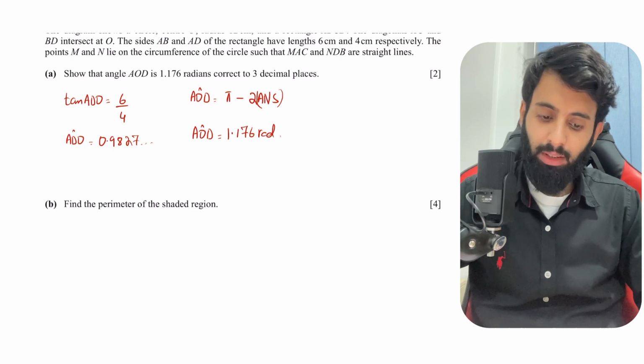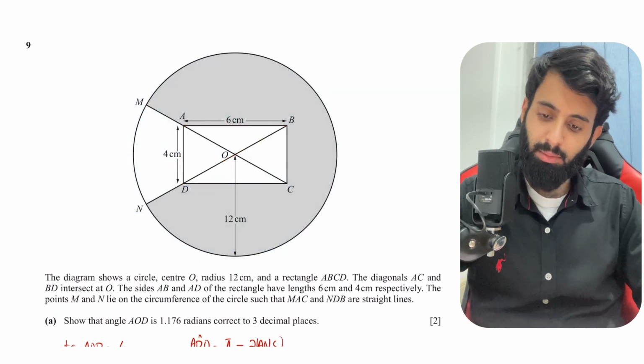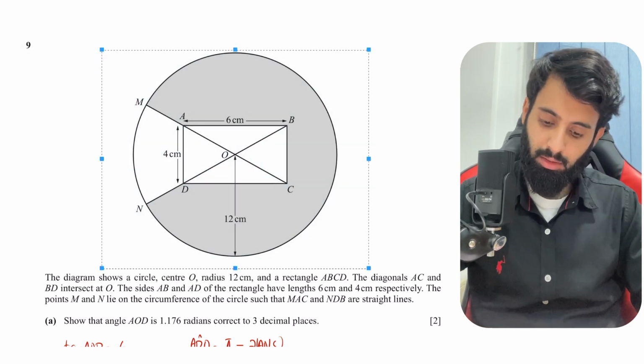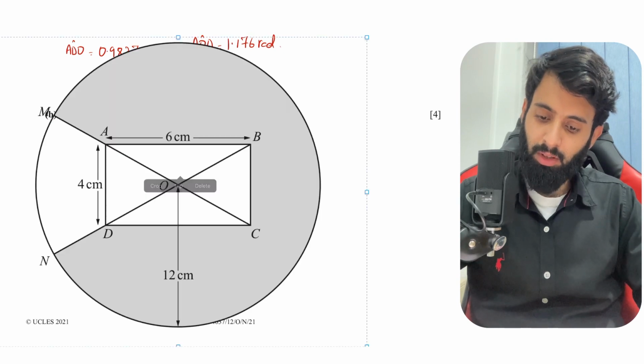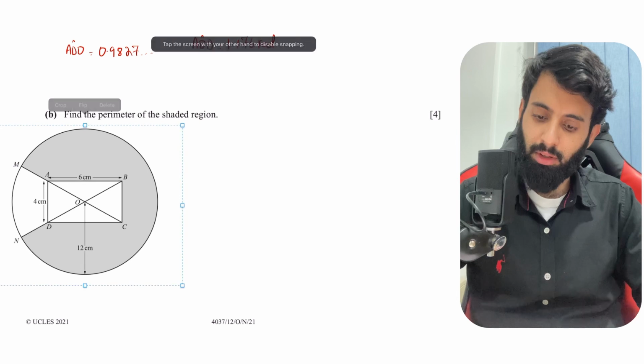Then it says find the perimeter of the shaded region. So the first thing I'm going to do is clear this mess up, and I would like to take a screenshot of this and paste it next to part B, so we don't have to do a lot of back and forth.